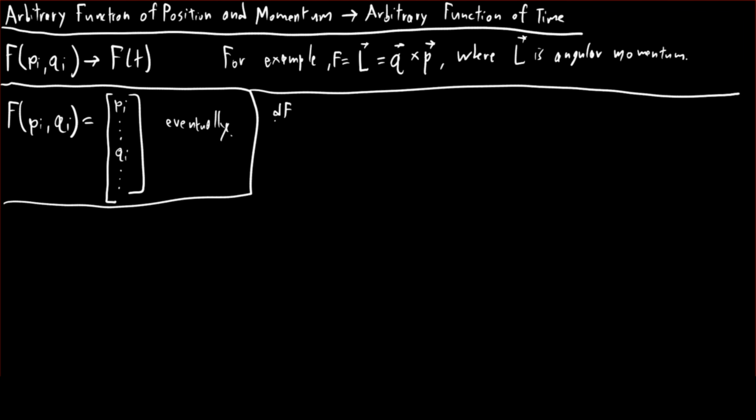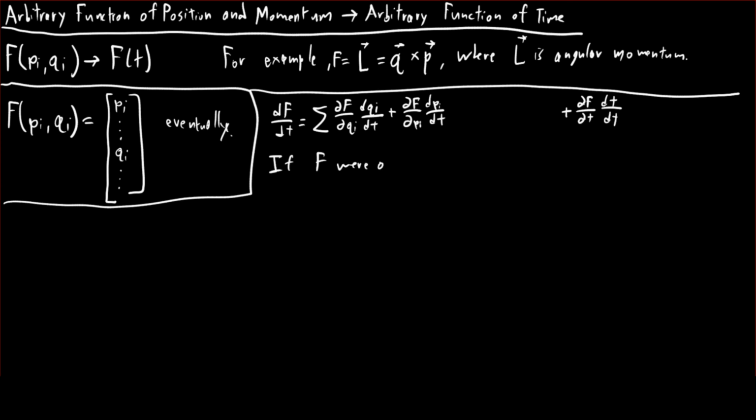To solve for this function as a function of time, we're going to take the time derivative of that function. To do so, we're going to again use the multivariable chain rule. Since f is an arbitrary function of position and momentum, it takes in every position and momentum coordinate as an input, which means its time derivative is this. If f were also a function of time directly, we would also have to add in a time derivative term over here. We're going to completely ignore this case for the video because I don't want to write it out, and because we're doing game dev physics, so it's probably not even there in the first place.